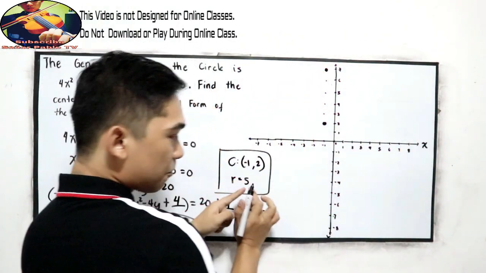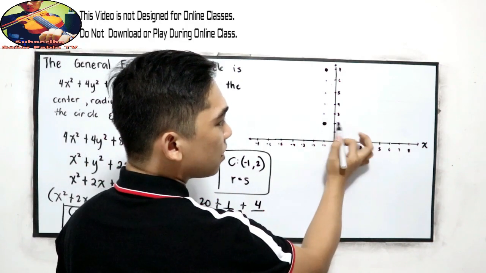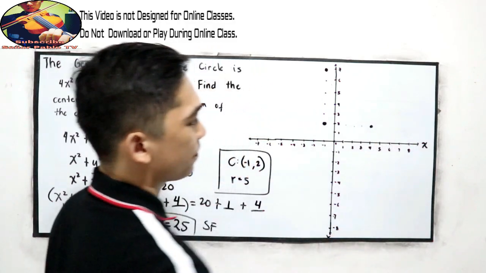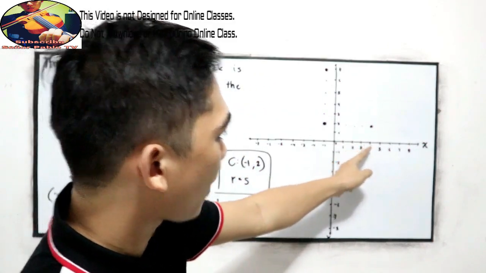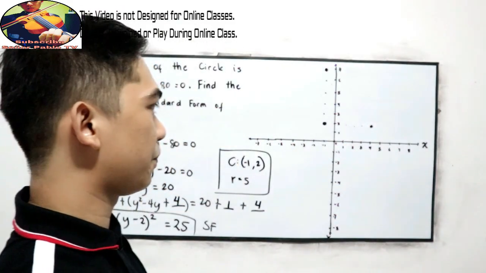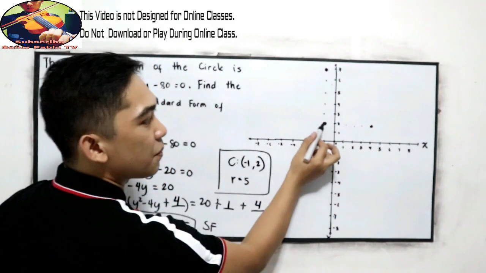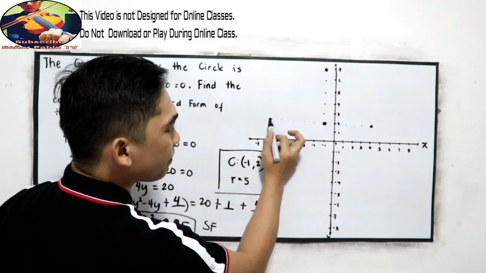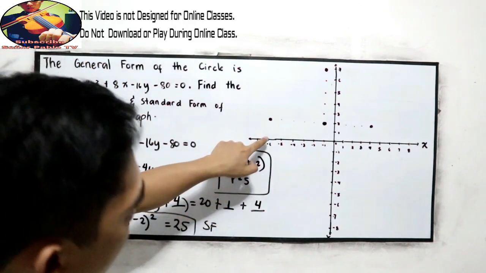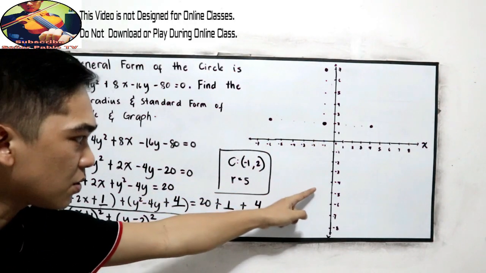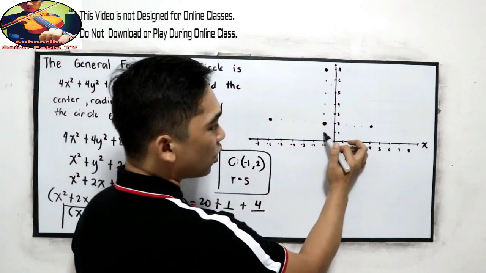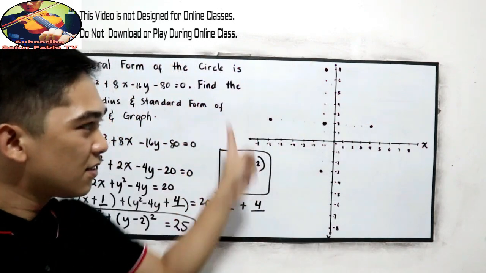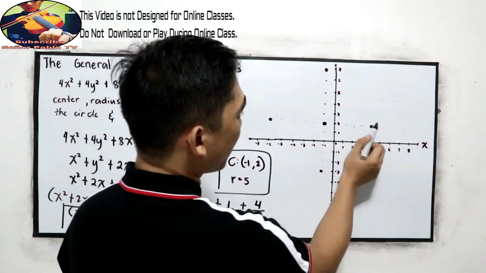Rightmost, count 5 units from the center: 1, 2, 3, 4, 5. That would be (4, 2). And the leftmost, from the center, count 5: 1, 2, 3, 4, 5. It's -6. And bottommost, count 5 below: 1, 2, 3, 4, 5. Now, connect the points of the circle.